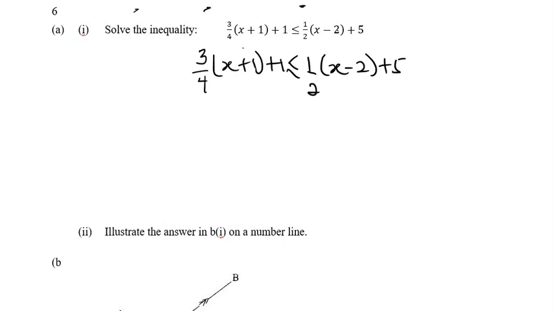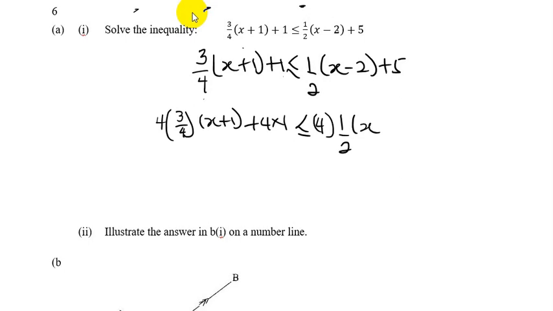Now we have to multiply by the LCM. And how many terms do we have? We have 1, 2, 3, 4 terms. So we multiply this by 4: 4 times 3 over 4 bracket x plus 1 bracket close plus 4 times 1 less than or equal to 4 times 1 over 2 bracket x minus 2 bracket close plus 4 times 5.